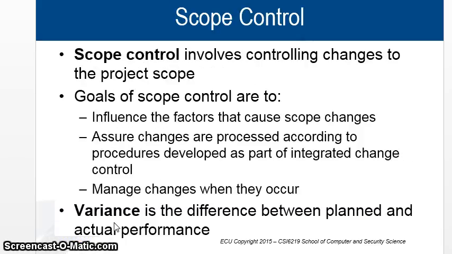So scope control involves controlling changes to scope. Once we're done with all the scope definitions and the work structure to it, later on sometimes we need to change some of the scope. Included in scope control are influence factors that cause scope changes. So we try to minimize scope changes and ensure the changes are processed according to procedures developed as part of the integrated change control. Manage changes when they occur. Ensure changes are processed according to procedures, so that any changes that come are done according to what is intended.